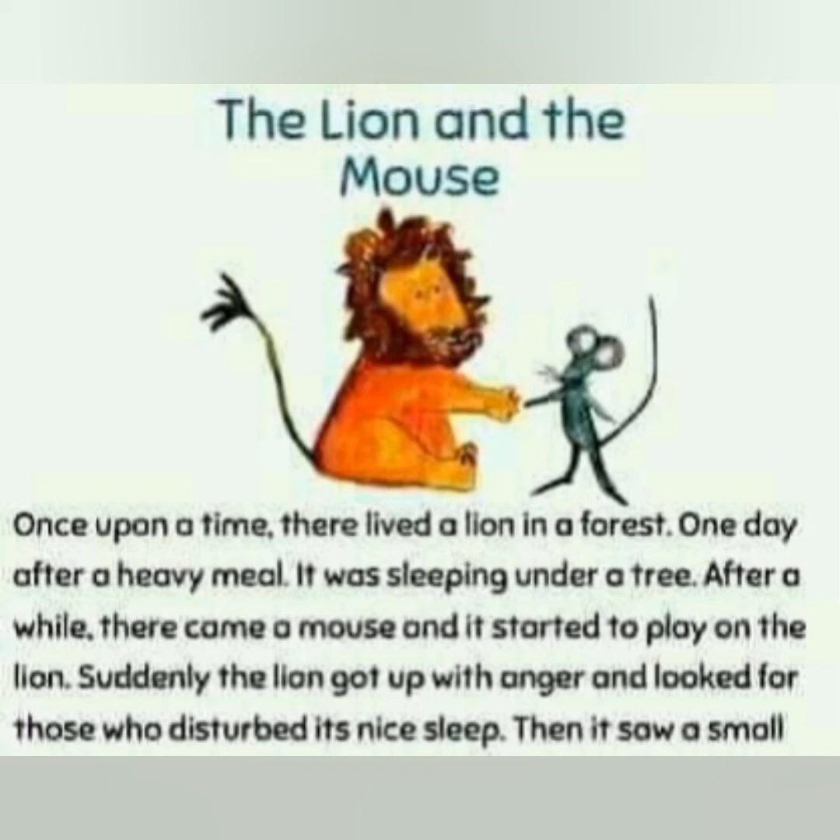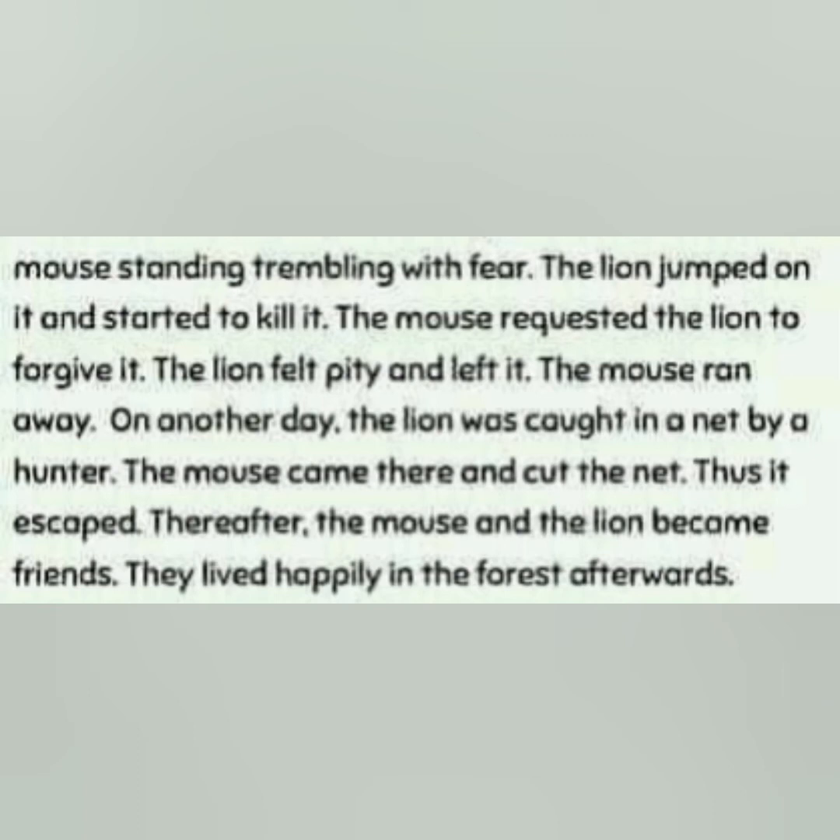After a while, there came a mouse and it started to play on the lion. Suddenly, the lion got up with anger and looked for those who disturbed its nice sleep. Then it saw the small mouse standing trembling with fear. The lion jumped on it and started to kill it. The mouse requested the lion to forgive it. The lion felt pity and left it.